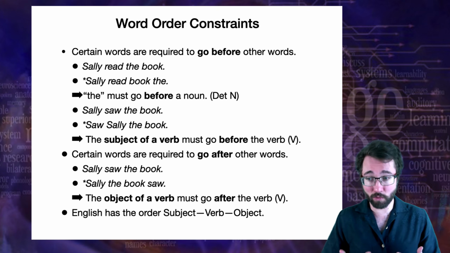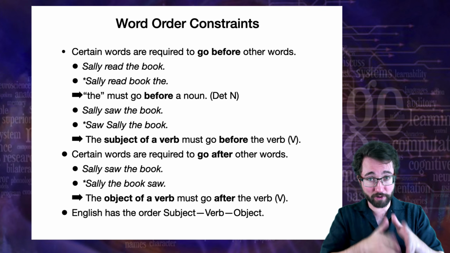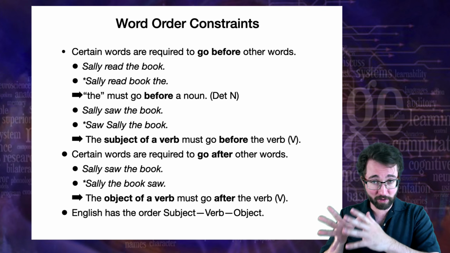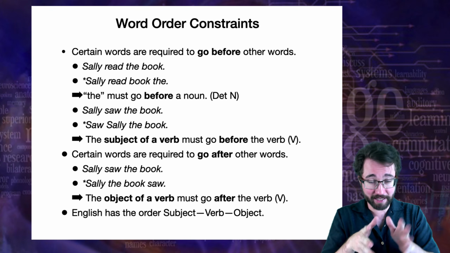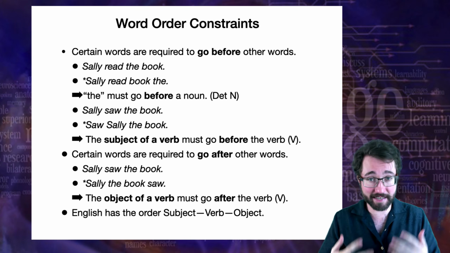Overall, English has a word order that we would describe as subject, verb, object. So the subject of a verb goes before the verb, then you have the verb, and then after it you have the object, as in Sally read the book.